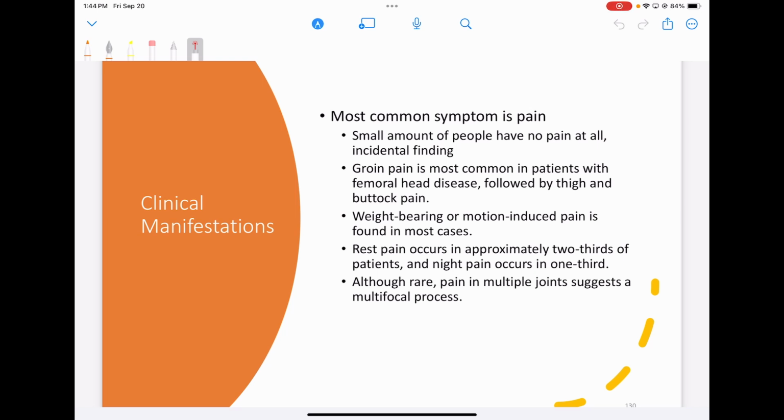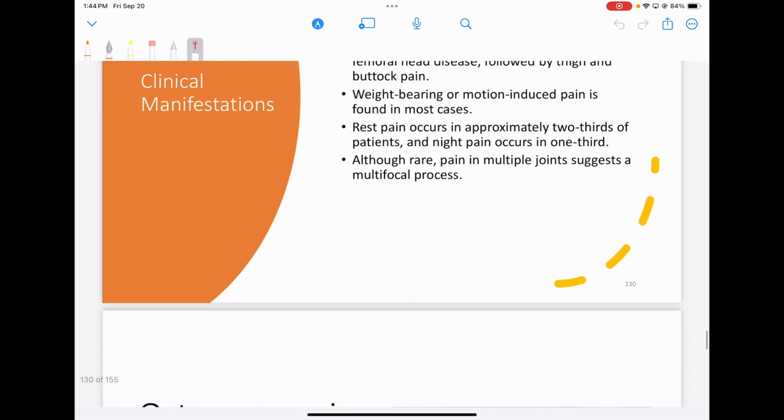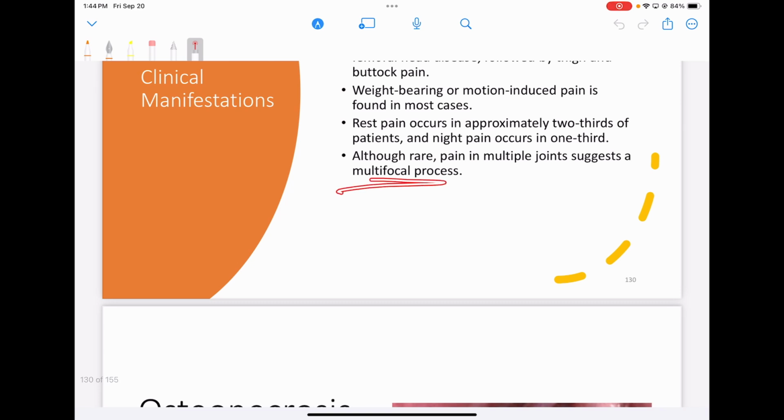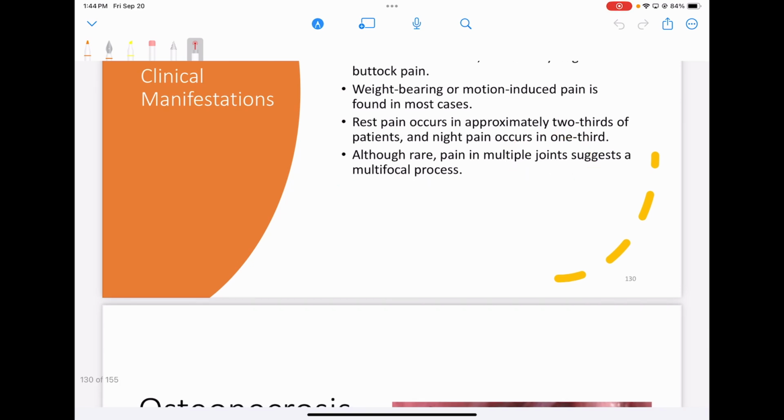Rest pain occurs in about 2/3 of patients, night pain in about 1/3. And although rare, pain in multiple joints suggests a multifocal process, that usually it's going to be one joint. But if you're having multiple joints with this avascular necrosis, this osteonecrosis, something is going on. You could be hypercoagulable. Remember, one of the etiologies of this is clots, thrombi or emboli. If you're in a hypercoagulable state and you're developing these clots, they can get lodged in the right hip. They get lodged in the left shoulder. Then you start getting avascular necrosis of the shoulder, and that's how it spreads. So if you see it in multiple sites, something is going on behind the scenes.